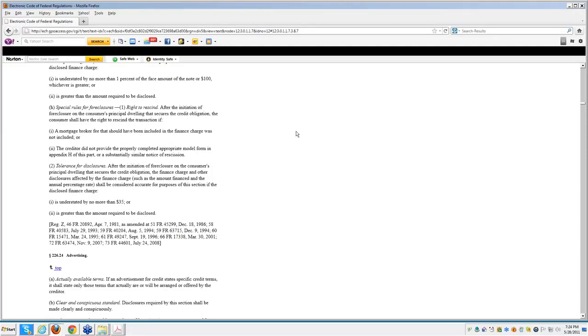So this has got two. You'll notice it says it doesn't apply to residential mortgage transactions. But then down in H it says special rules for foreclosure. When the foreclosure is initiated, you have the right to rescind. Why do you have the right to rescind? Because they can't loan credit.